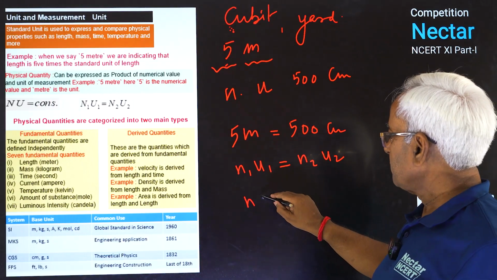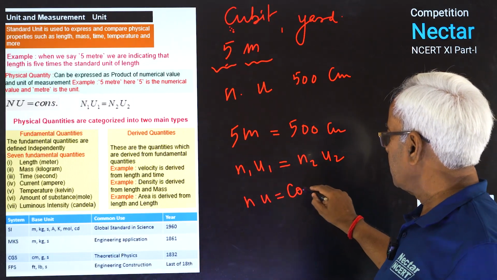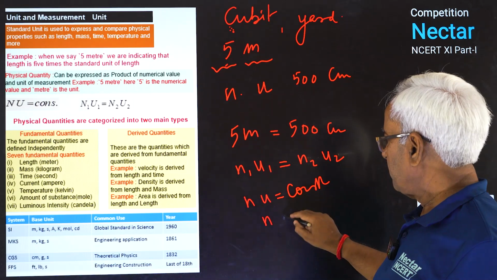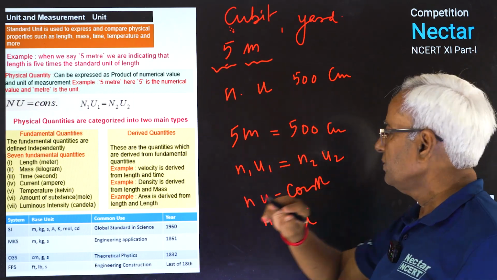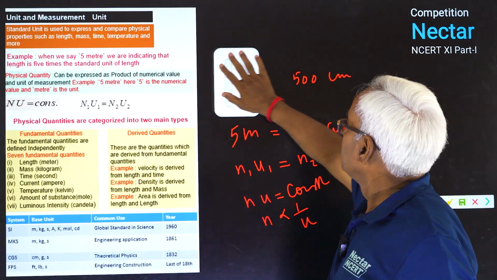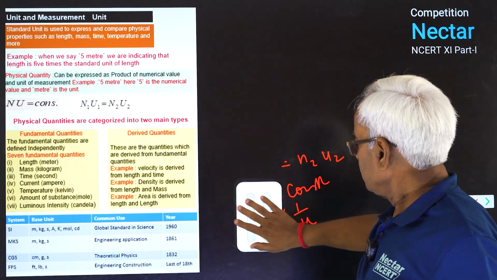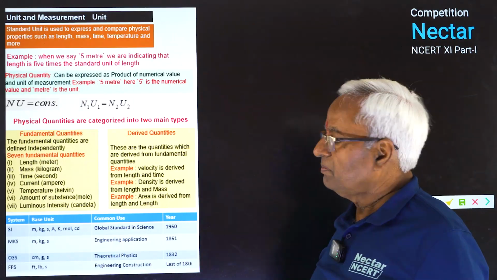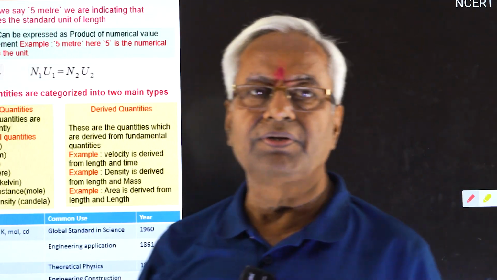Or even it could be said, N times U is constant, N is proportional to 1 upon U. Then standard units will be maintained in terms of unit.